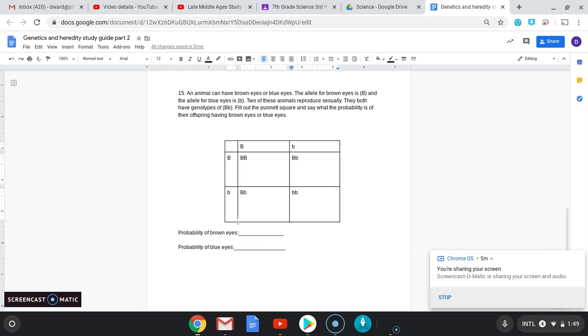So probability of brown eyes, well, in this case, right here, this case, and this case, all three of those offspring are going to have brown eyes. So we're going to say 75%, all right? Because 3 out of 4 is 75%. Whereas this one with the two lowercase b's, that one's going to have blue eyes, but it's only 1 out of 4, so we'll say 25%. So that shows you how dominant traits, you tend to see them more often because they overpower the recessive traits, which happens here and here, right?